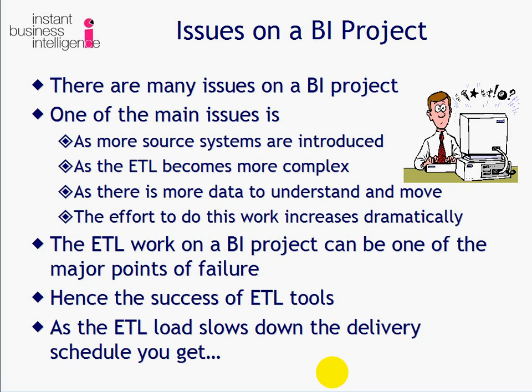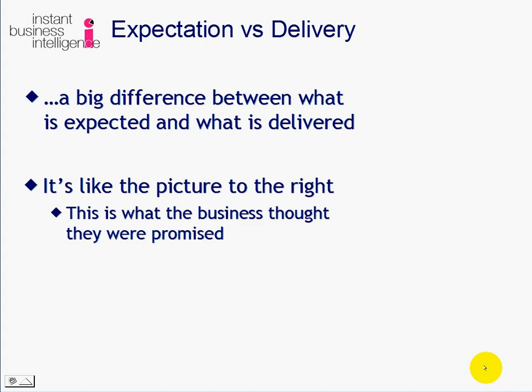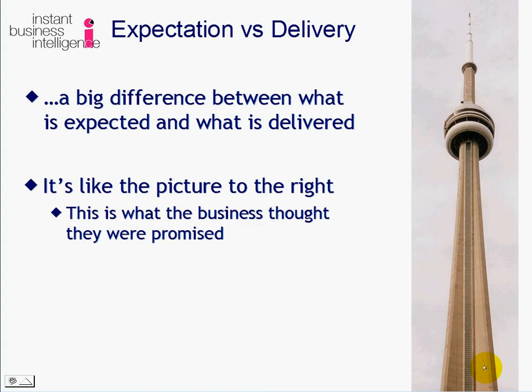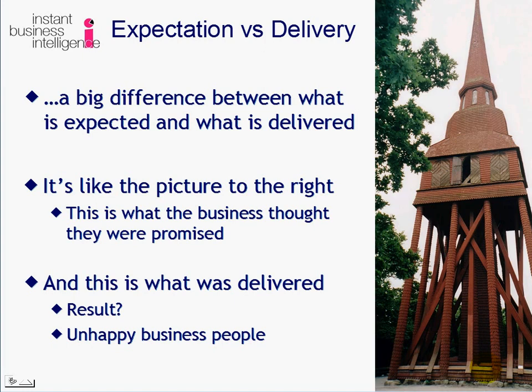As the ETL workload slows down the delivery of the schedule, you tend to get something like the following: a big difference between what is expected and what is delivered. Initially, many business people think they're going to get a nice tower like the one on the right-hand side of the screen. And alas, what turns up is something that is a tower, it is tall, but it's not quite what was being imagined by the business people. And oftentimes you find that the business people are relatively unhappy with what is being delivered, despite the best efforts of the IT people in building the data warehouse.